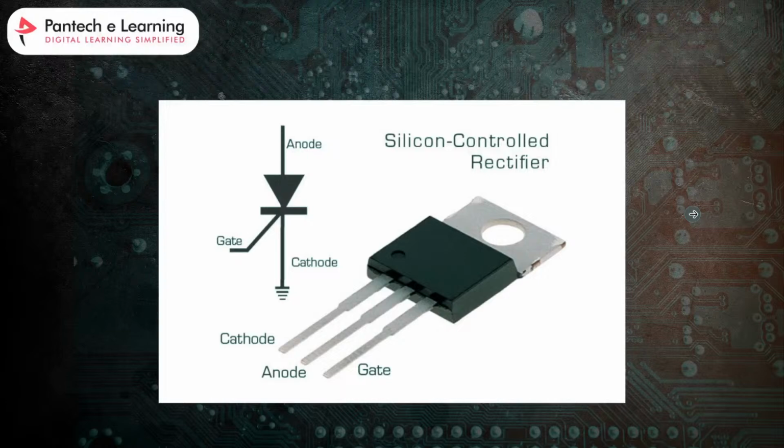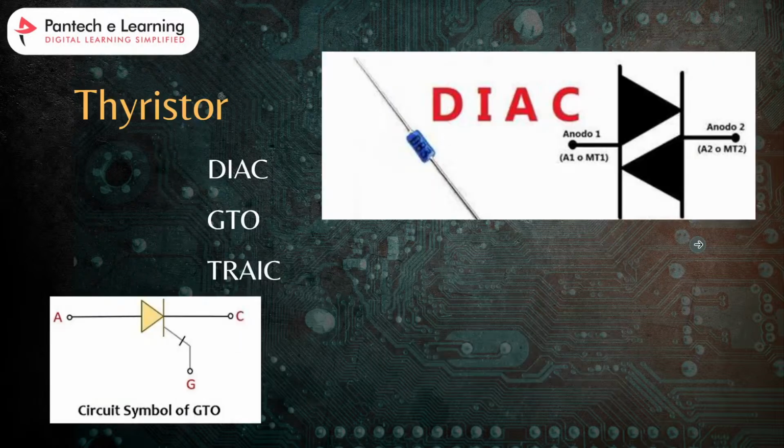SCR is nothing but the silicon controlled rectifier. These are a special type of diode that can control a large amount of electricity. They are used in situations where we need to control high power, like in motors for electric trains or in some industrial machines. So this is the Zener diode, the Schottky diode and the silicon controlled rectifier. Then we move on to the thyristor. What is meant by a thyristor?